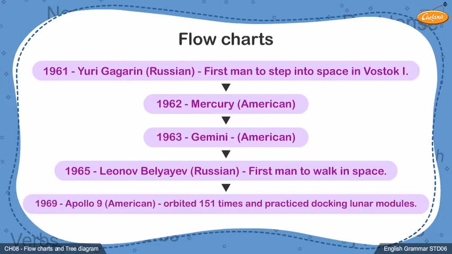Lastly, we write the point on Apollo 9, which was launched in 1969. 1969, Apollo 9, American, orbited 151 times and practiced docking lunar modules. Now that we have written all the points in sequence, let's neatly draw the arrows to indicate the sequence of events. Students, we have thus prepared a perfect flowchart. You can try to create flowcharts for the questions given in the exercise.